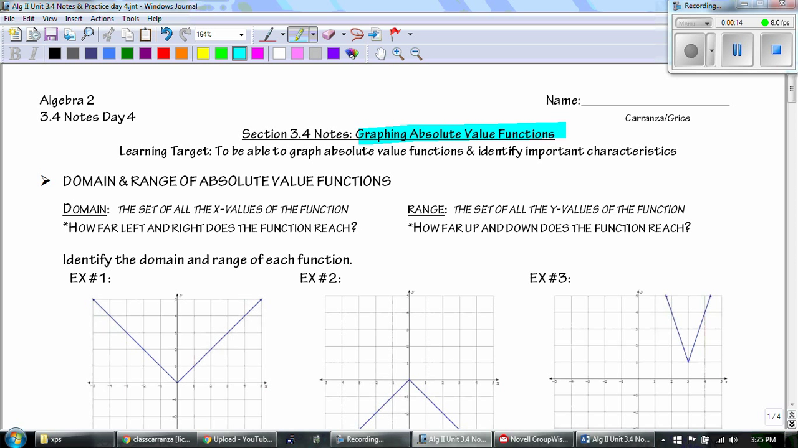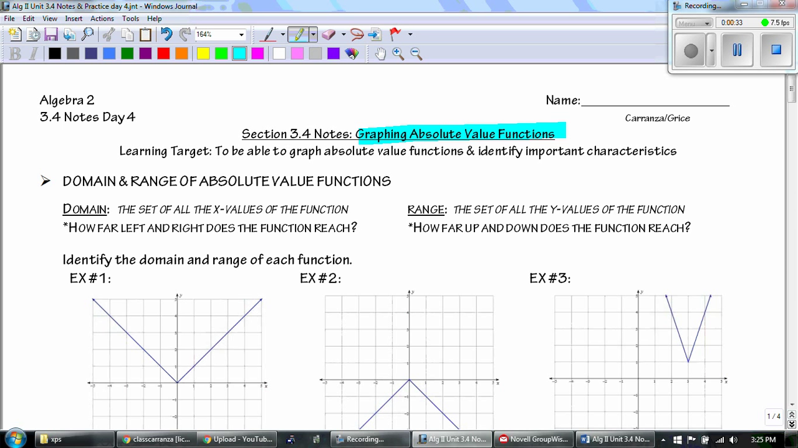Our learning target today is to be able to graph absolute value functions and identify important characteristics. You ready to get started? Yeah, me too. So, today we're going to be talking about domain and range of absolute value functions.